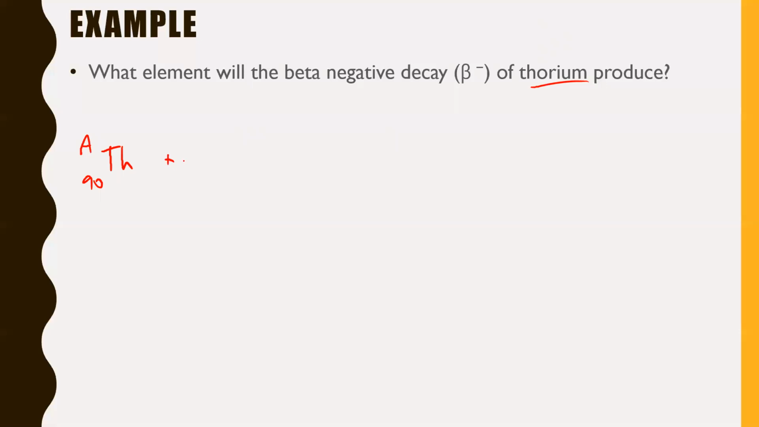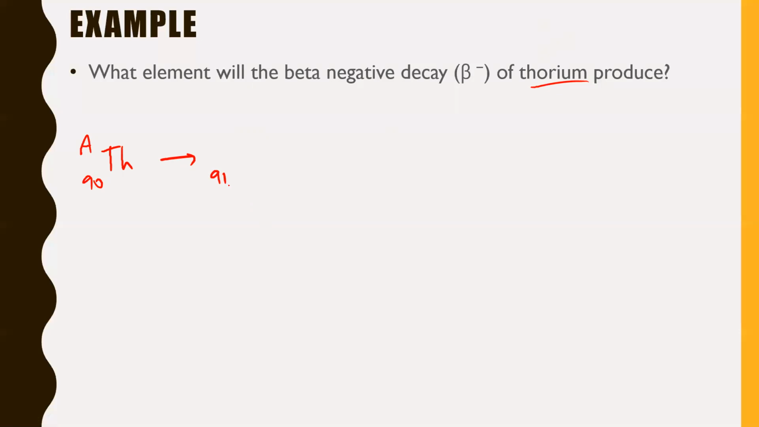Beta-negative decay turns a neutron into a proton. So what that means is we need to take our proton number and make it go up by 1. So it's going to be 91 now. 91 is our proton number.